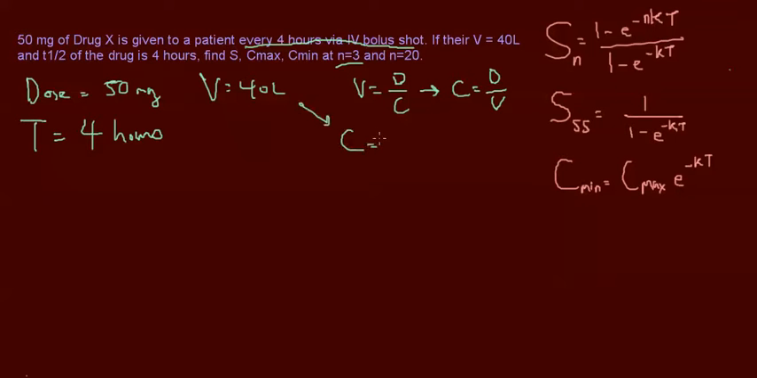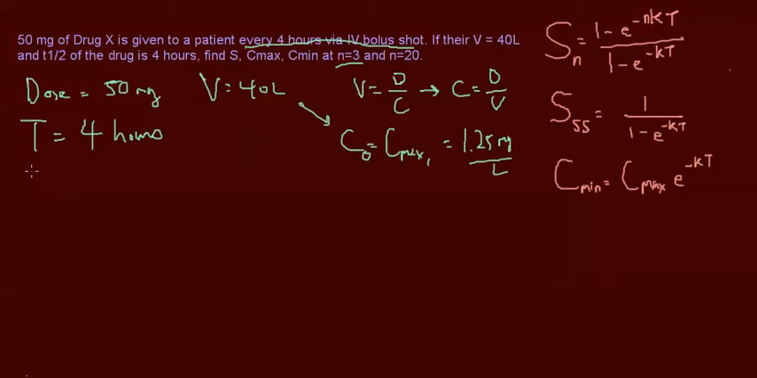C0, which is also known as C max 1, just get into the habit of writing all this, is equal to 50 divided by 40, and let me see what that is. I'm really bad at math. Okay, so it turns out to be 1.25 milligrams per liter. So we're gonna need that.